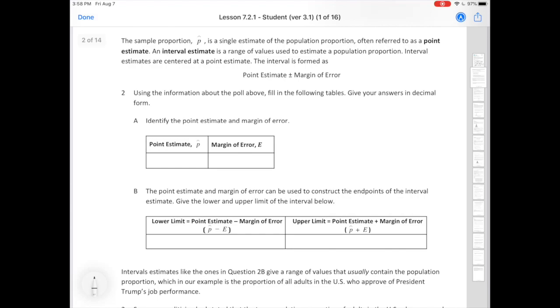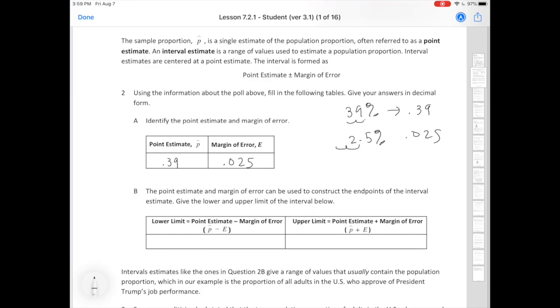P hat was 39%. So I'm actually not going to write it as a percent though, because we are used to writing it as a decimal. So I'm going to write it as 0.39. The margin of error is 2.5%. And so just to remind everybody here how you convert to decimals, you actually move the decimal point back 2 spaces. So if you have 2.5%, if you move that back 2 spaces, you get 0.025. So the margin of error is indeed 0.025. Okay.